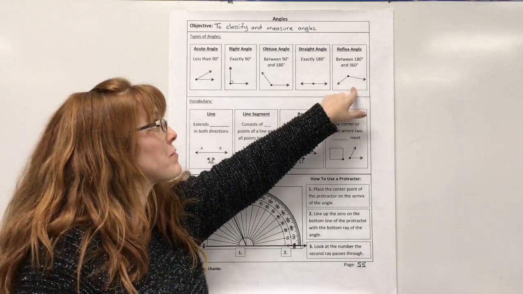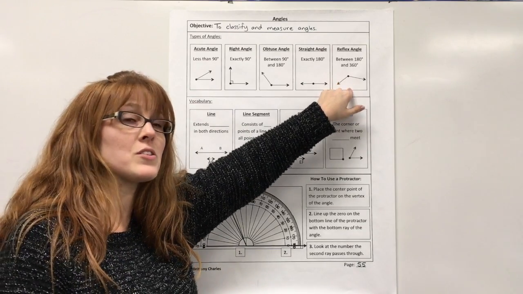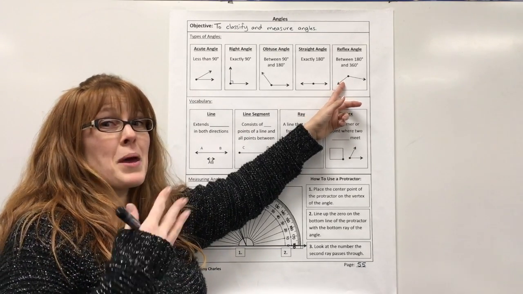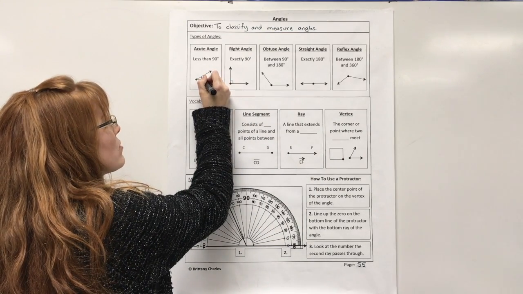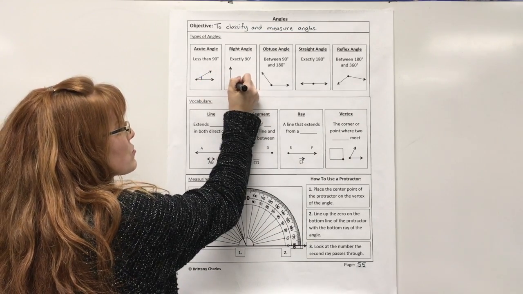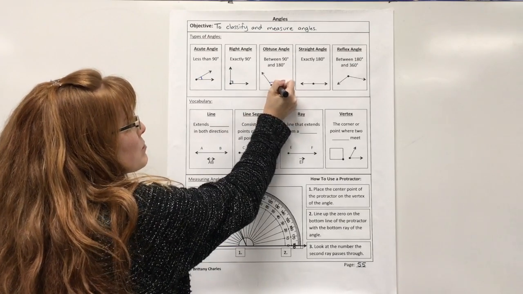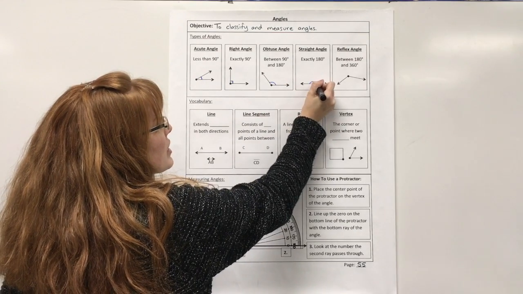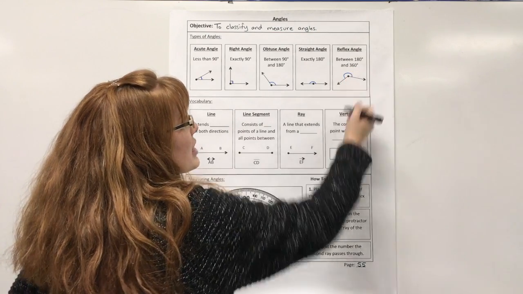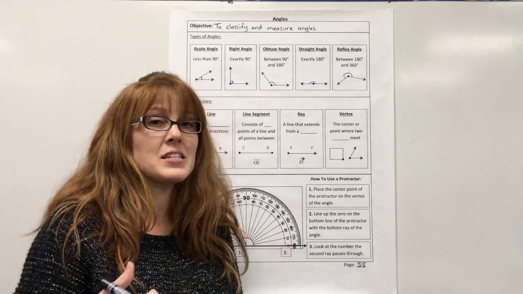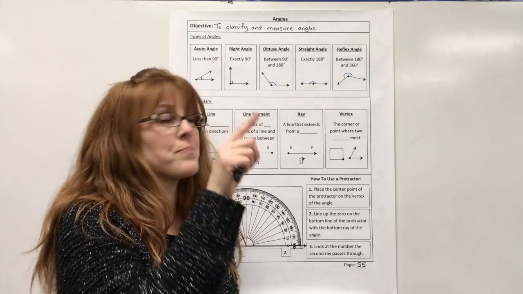And then we have reflex angles, which we won't really touch much on this year, but a reflex angle just means it's bent backwards. So right here, this is the angle I'm talking about as acute. This right here is right. This right here is obtuse, straight, and then reflex, see it's gone past 180 degrees, and it's between 180 and 360 because 360 would be a complete circle.